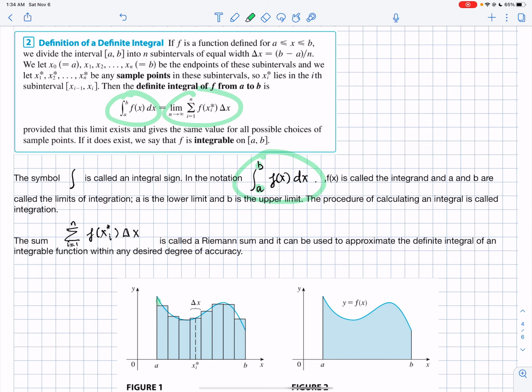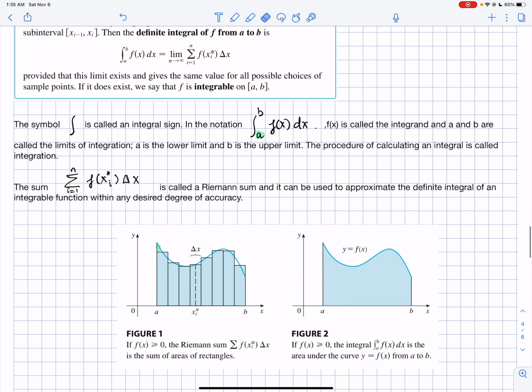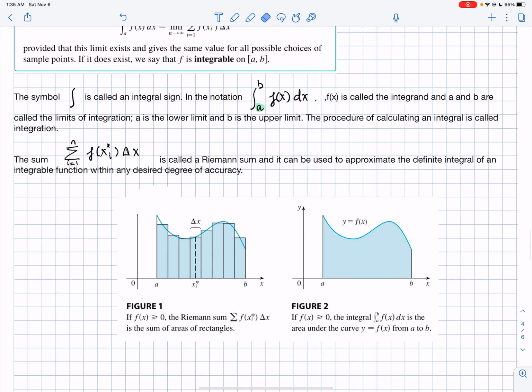On the right hand side, we have the notation of the sum, and that is called the Riemann sum, and it can be used to approximate the definite integral of an integrable function with any desired degree of accuracy. Okay, so let's explain this definition. In the Riemann sum, we are taking the sum of all of these rectangles. The width of these rectangles is delta x.